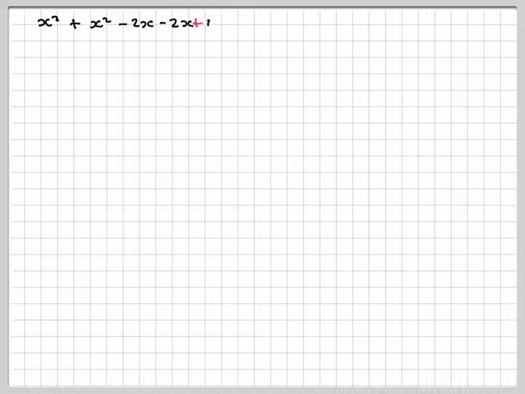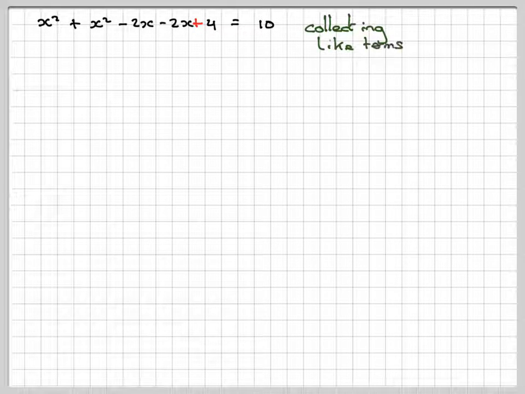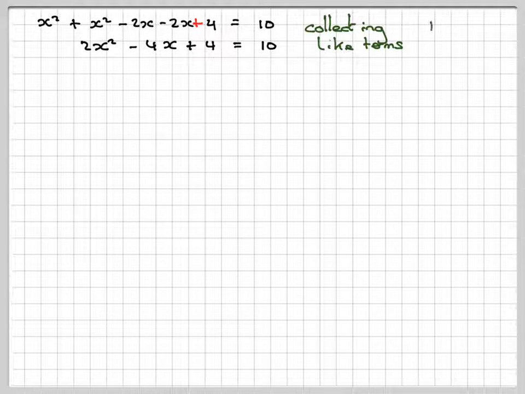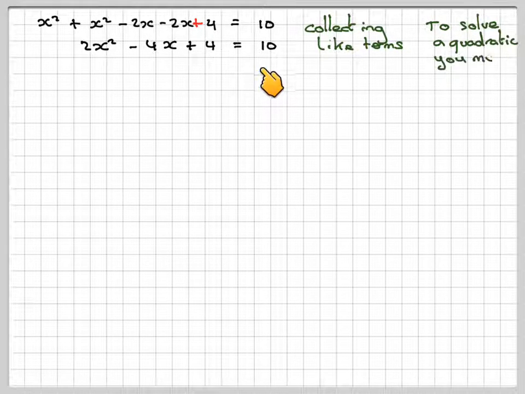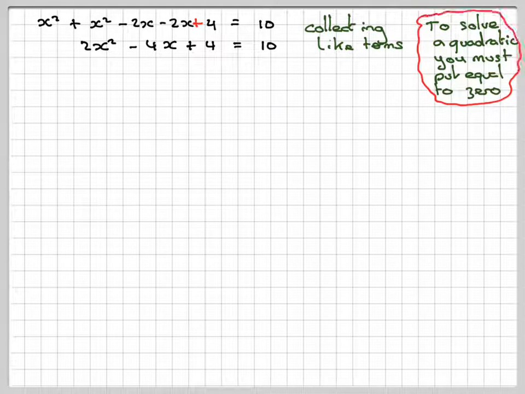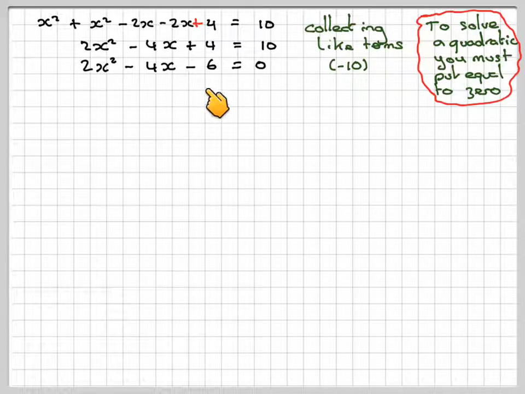Writing that out on the next slide here. So we've got some terms to collect together. x squared plus x squared makes 2x squared, and then we've got minus 2x and minus 2x, which makes minus 4x, plus 4 is equal to 10. Right, in order to solve a quadratic, the quadratic must be put equal to 0. So we use the idea of ax squared plus bx plus c is equal to 0, but this one's equal to 10. So what we need to do is take 10 from both sides. If we take 10 from this side, we're going to get 2x squared minus 4x minus 6. And we take 10 from this side, we're going to get 0.